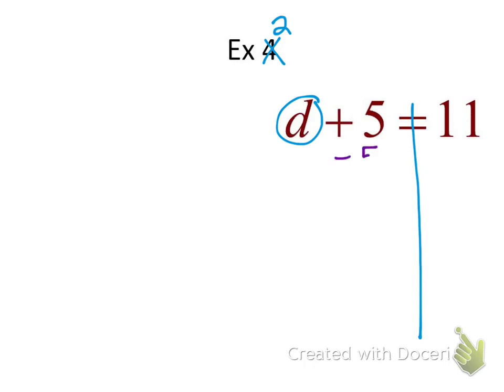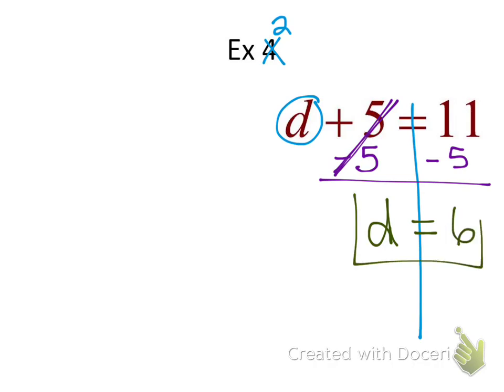Golden rule: whatever you do to one side, you do to the other side. I show that my plus 5 and minus 5 cancel. On my left side, what do I bring down? The D. And on my right side, the answer, which is 6. And what did you notice that I put on my line of equality? A box. What's on my line of equality? An equal sign. That's showing that D is equal to 6. I do want to see that equal sign on your line of equality.